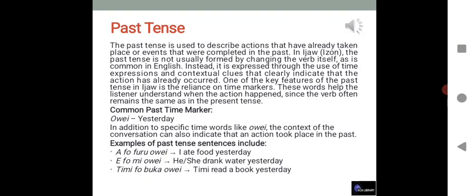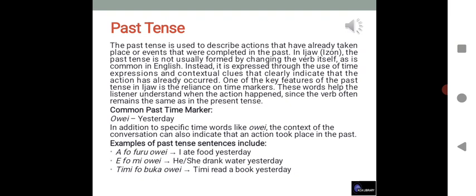The past tense is used to describe actions that have already taken place or events that have been completed in the past. In Ijaw, the past tense is not typically formed by changing the verb itself, as is common in English. Instead, it is expressed through time expressions and contextual clues that clearly indicate that the action has already occurred. A key feature of the past tense in Ijaw is the use of time markers. These words help the listener understand when an action happened, since the verb form often remains the same as in the present tense.